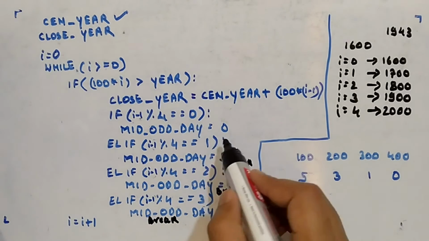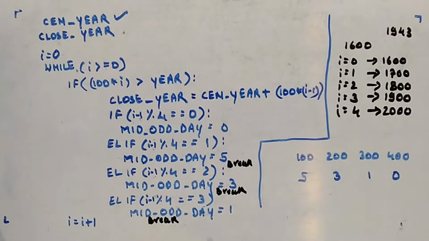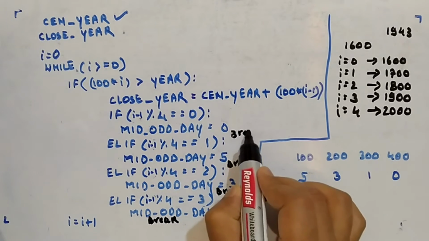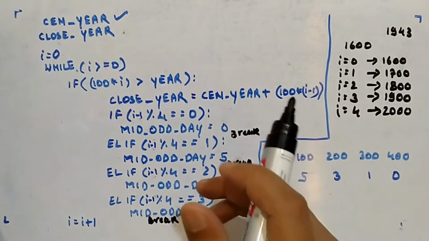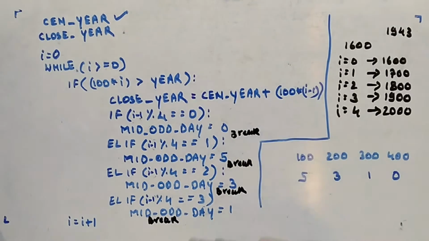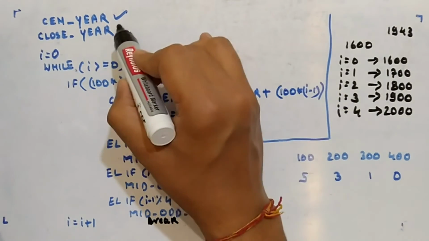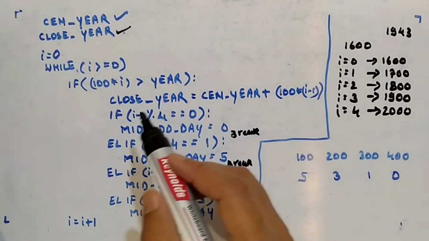So below this line I forgot to show you, here also it will be break. So I'll show you in the program, but I'm just giving you a rough idea of how to execute it. So we have found our century year as well as close year.